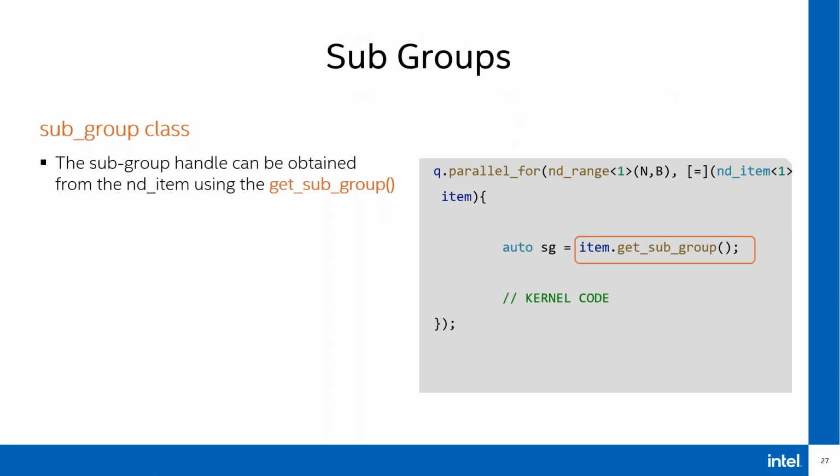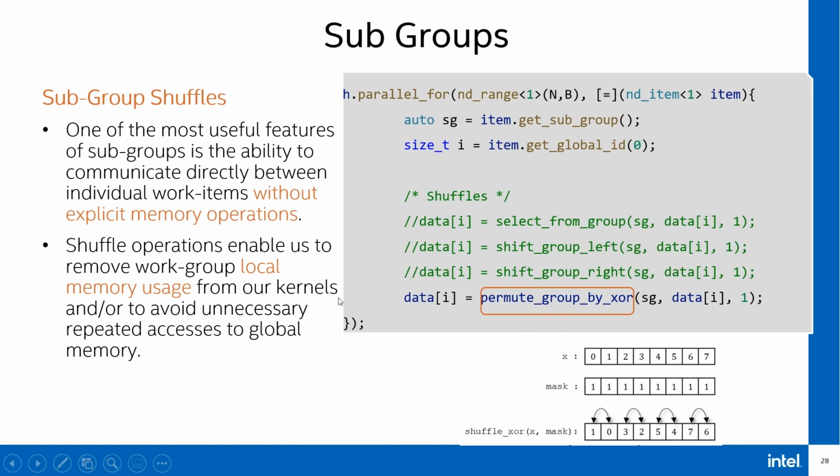As I mentioned, we have two major operations that we'll discuss here, but there are several other operations as well. This is a shuffle operation, and there are several shuffle operations also. As you can see, we can do select from group, shift group left, shift group right, or permute group by XOR. Let's take an example. Select from group will only select some data, and it doesn't need to approach the memory. It can do it directly.